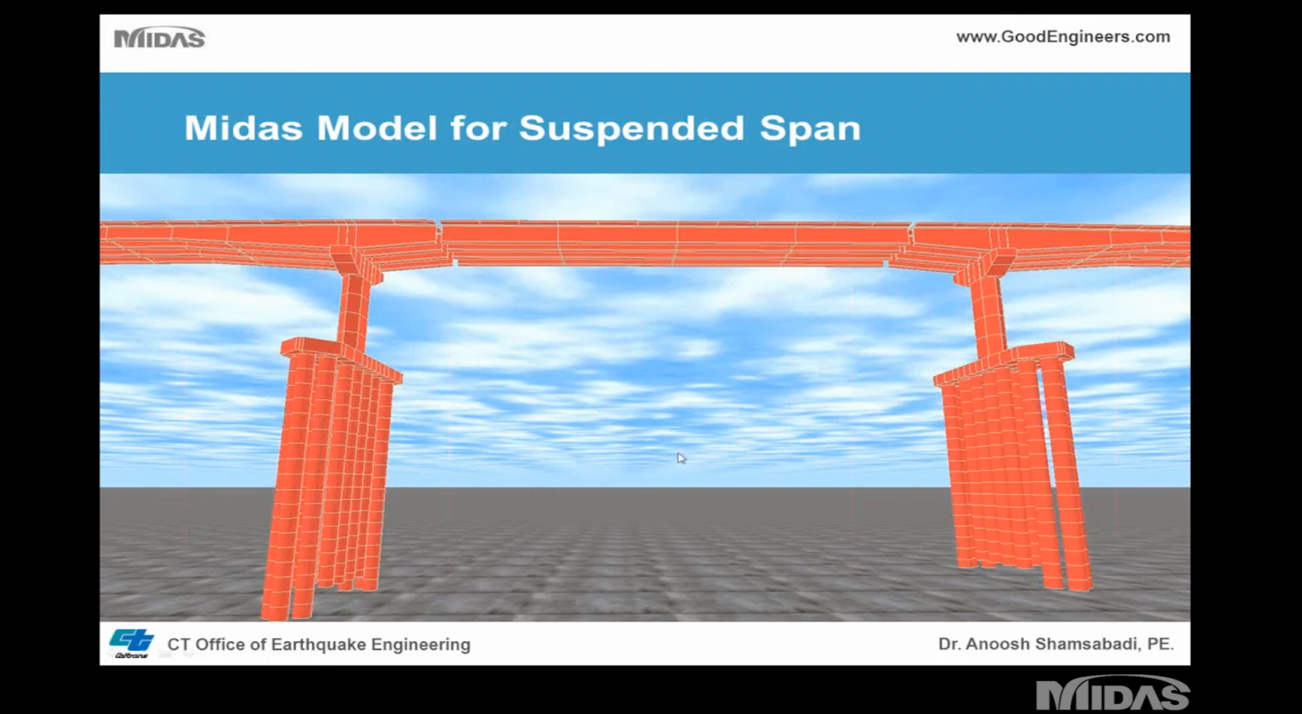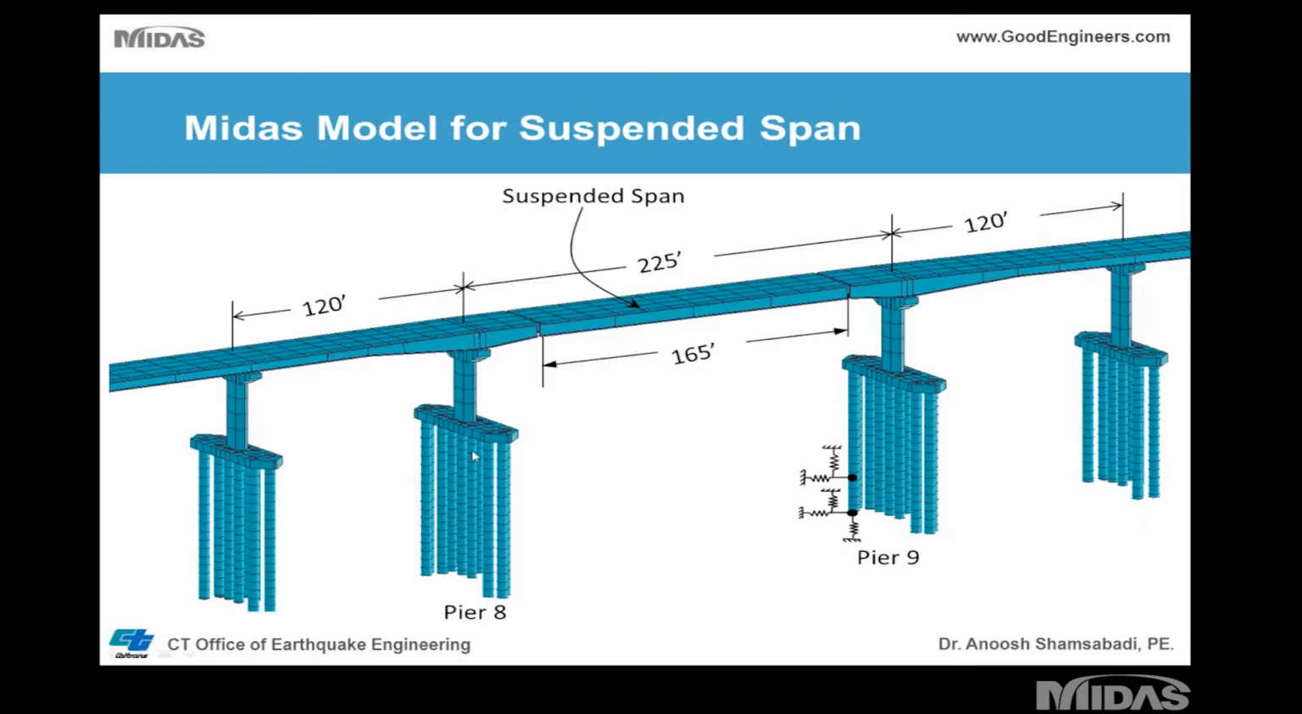So when I make the comparison in the analysis, I'm making a comparison at the recorded motion at this main channel, Pier 8. So here is more of a schematic drawing of the Midas model again, with the nonlinear springs, with 225 feet as the length, and so forth. This is a suspension span, and the typical length of the other spans is about 120 feet.